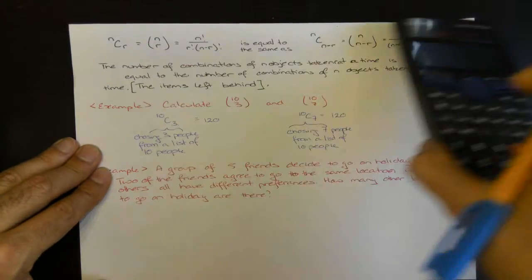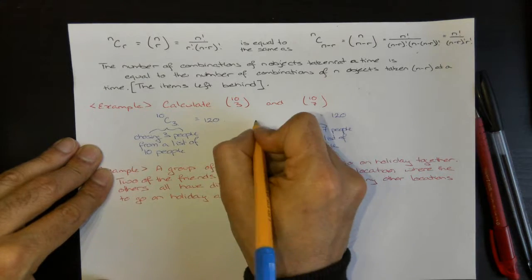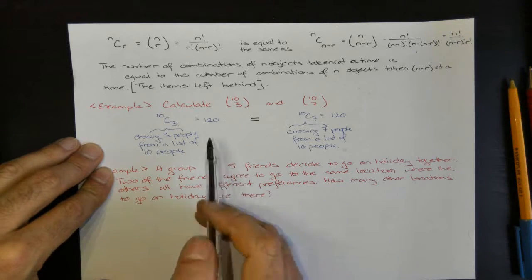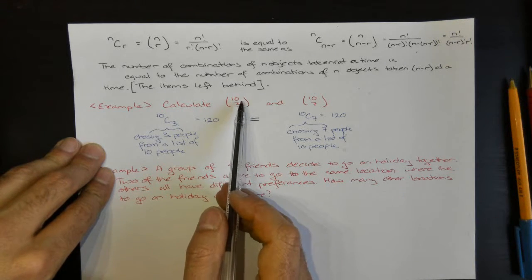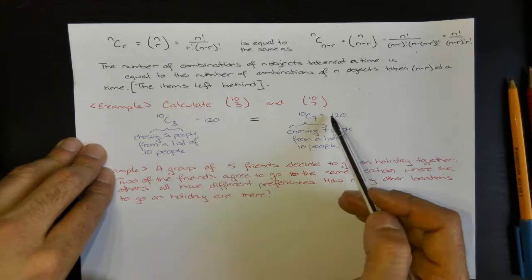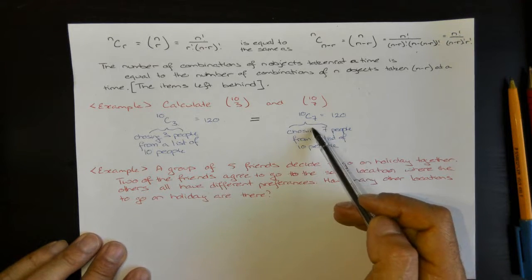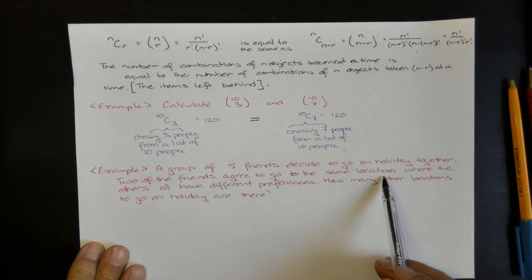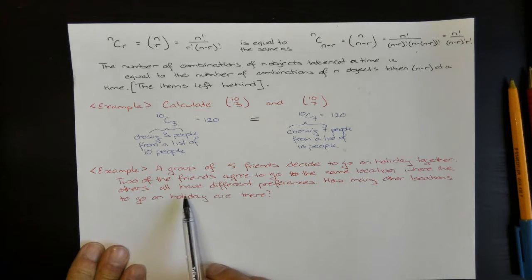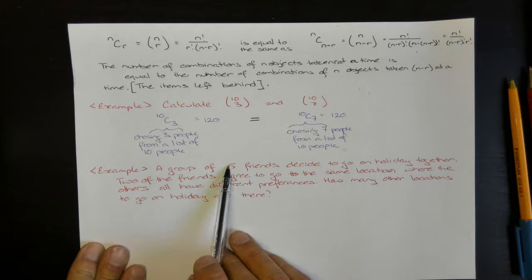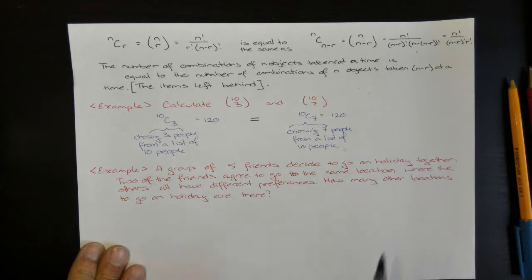And as you notice, they're actually equal. So that's sometimes helpful. If you want to know what's remaining, you can find the combination of what you get to also equal what's remaining. So a group of 5 friends decide to go on a holiday together. 2 of the friends agree to go on the same holiday, where all the others have different preferences. So 2 people have chosen to go to Tasmania, and all the other 3 want to go somewhere else. How many other locations are there to go on holiday?